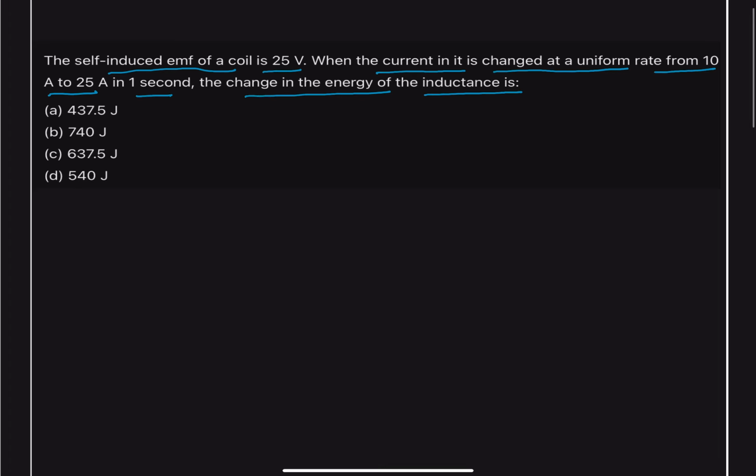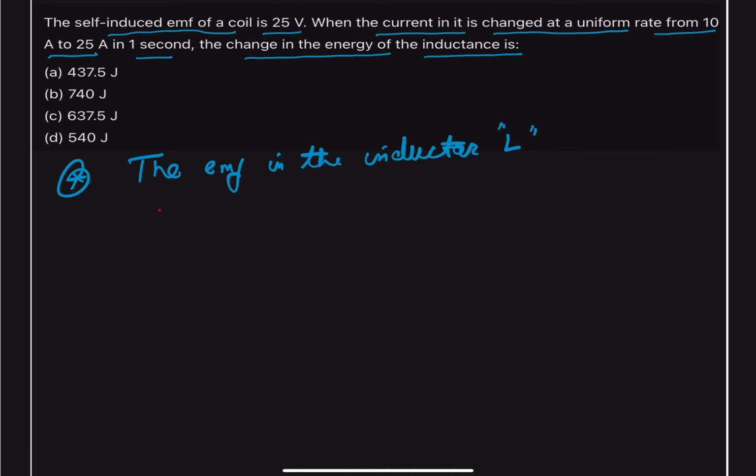So we start with the induced EMF. So we say the EMF in the inductance can be represented as EMF will be equal to L delta I upon delta T, where the value of E, that is EMF, is given as 25 volt.